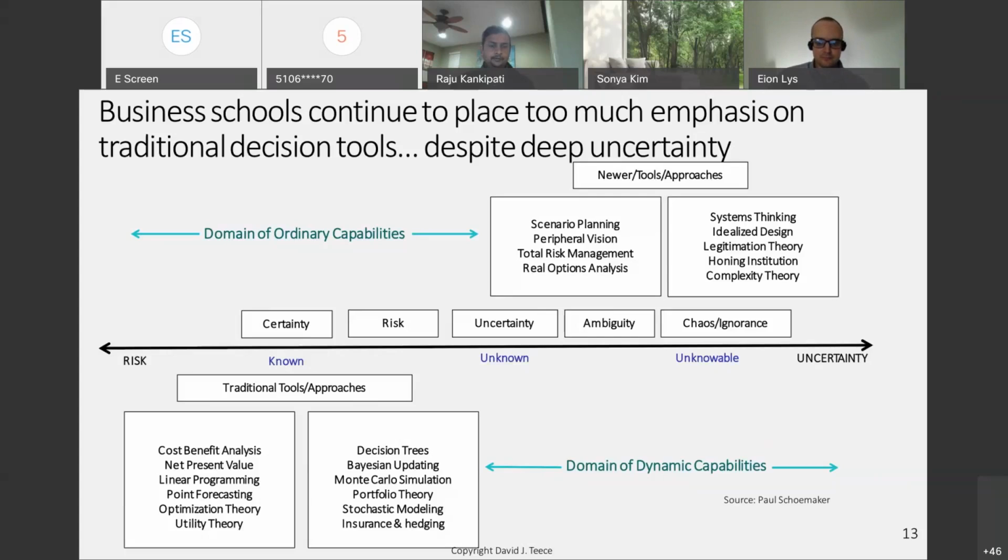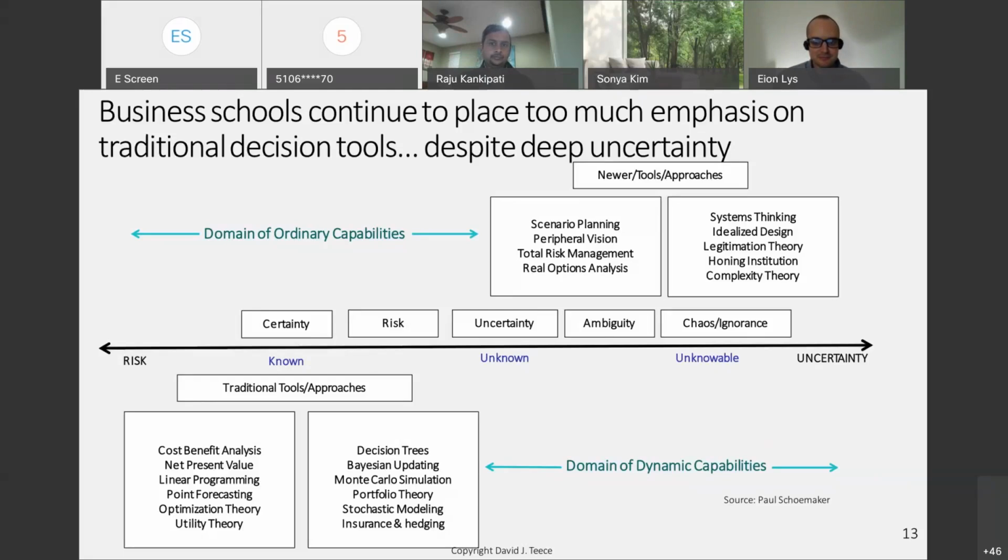But look at the tools underneath. All of the stuff that we've taught you: linear programming, NPV, cost-benefit analysis, optimization, utility theory, decision trees, all this stuff. These are all the tools we have for the world of risk, not for the world of unknown unknowns. There are a few things up there, and we'll come back to some of these, like scenario planning. When you've got no idea what the future is, let's create scenarios. That's what the military does.